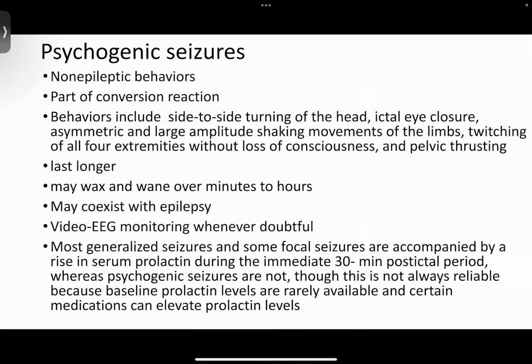Moving on to psychogenic seizures, they are basically non-epileptic behaviors. They are part of the conversion reaction. Behaviors include side-to-side turning of the head, ictal eye closure, asymmetric large amplitude shaking movements of the limbs, twitching of all four extremities without loss of consciousness, and pelvic thrusting from the bed. It usually lasts longer than a usual seizure. It may wax and wane over minutes to hours, but it may coexist with epilepsy.